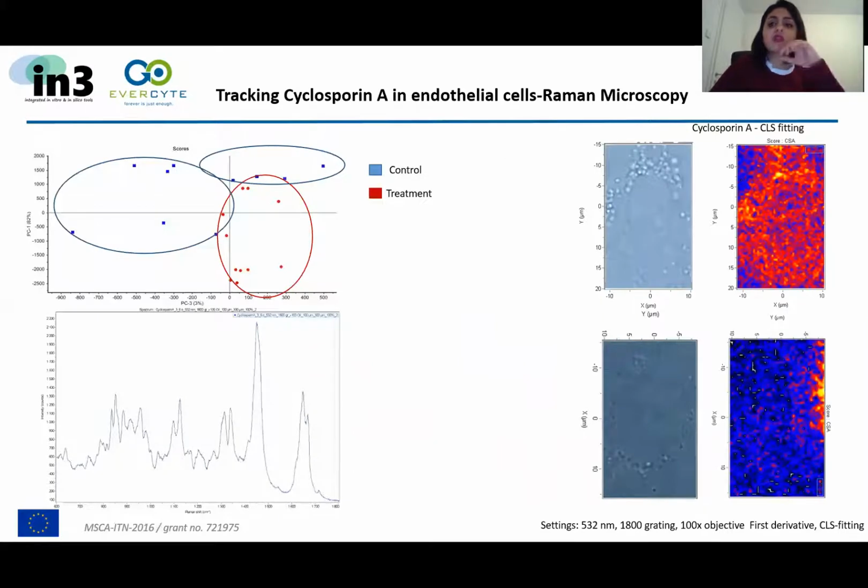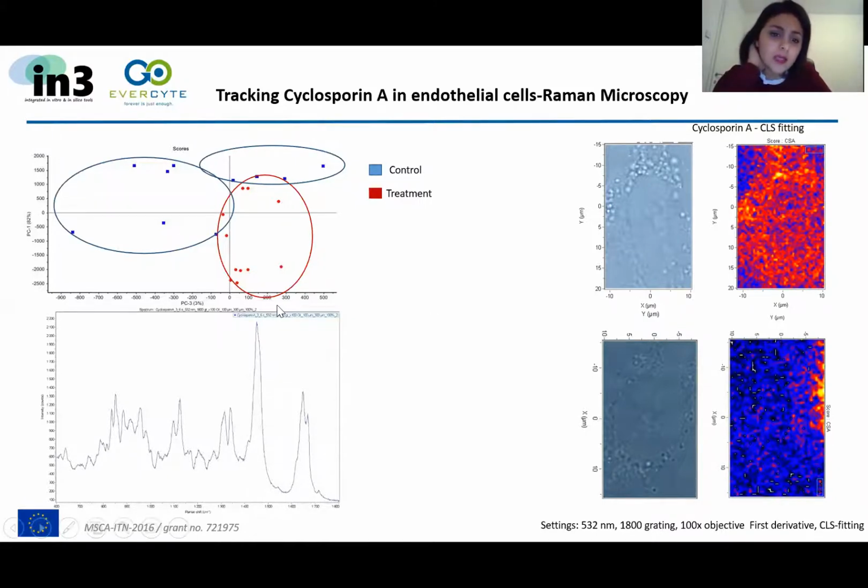So after having them, we started our analysis with cyclosporin A. At first, we wanted to see if we can track cyclosporin A in endothelial cells. So we treated the cells for 3 hours with cyclosporin A as we got it from literature reviews, because we thought it was shown in the literature that after 3 hours of cyclosporin A in vivo, we see some effects. So what we did is that we measured overnight about 11 cells, so 11 cells control, which are just endothelial cells without cyclosporin, and then with cyclosporin A treatment.